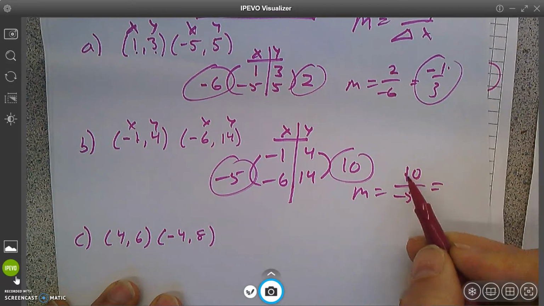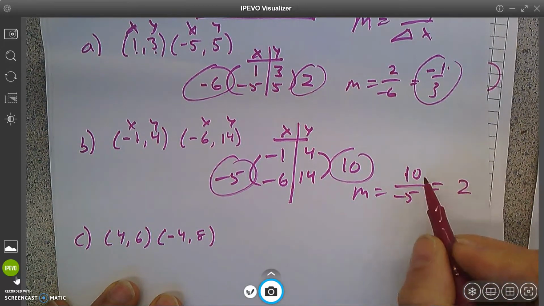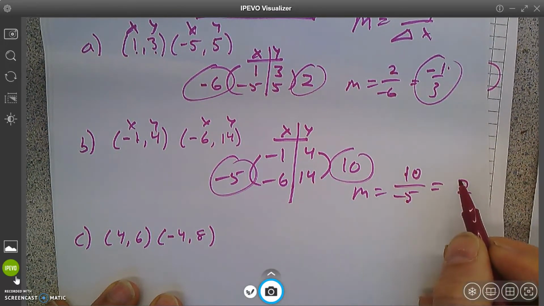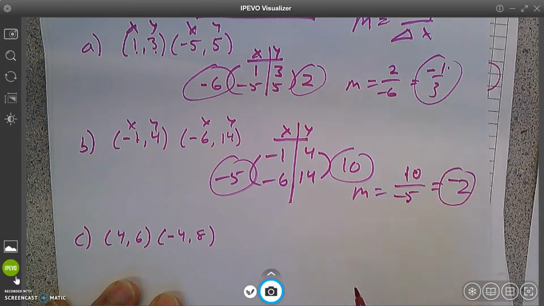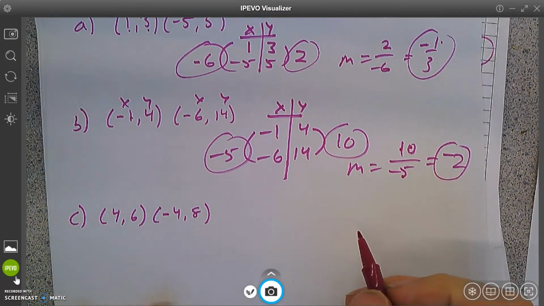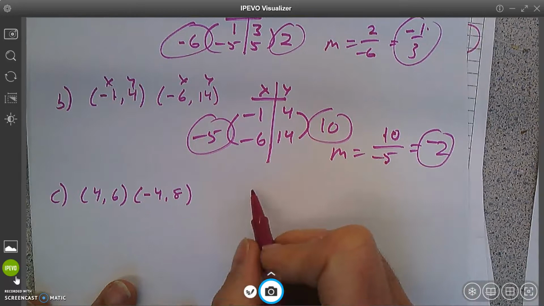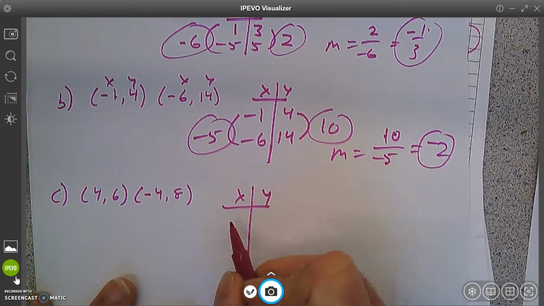Oh, I need to simplify it. What's 10 divided by 5? That's 2. And a positive divided by a negative is a negative. Got it. Okay, keep it going. Next one, let's see what we got.